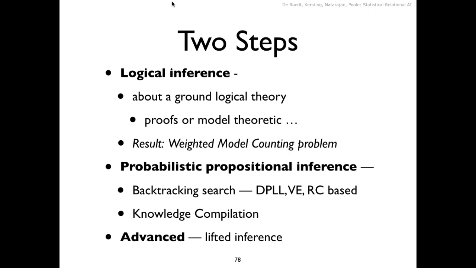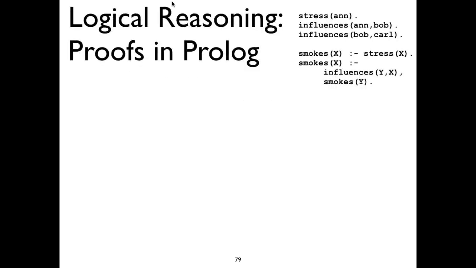And then you can do probabilistic inference, which you can also reduce to some kind of logic using knowledge compilation techniques. But people have also used things like variable elimination, belief propagation, and so on. And then there is the advanced inference, which is lifted inference. Maybe I'll also still say a little bit about that towards the end.